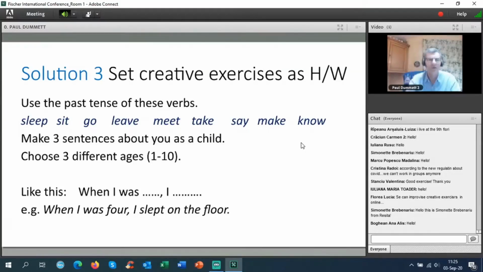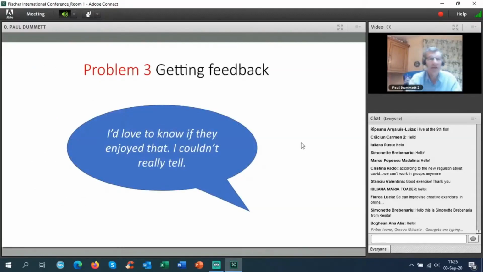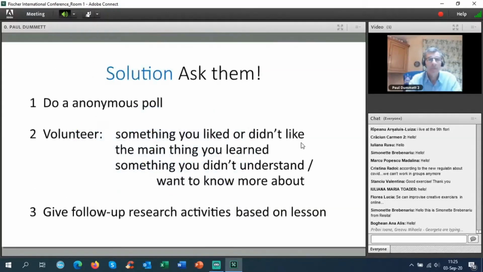So there are various solutions to this. One thing is an anonymous poll. You can do anonymous polls in most of these tools. Zoom, it's certainly true. And just ask them, did they learn something new? Did they enjoy the lesson? And so on. Or you could simply ask them to volunteer at the end of the lesson something you liked or didn't like, the main thing you learned, something you didn't understand or want to know more about.